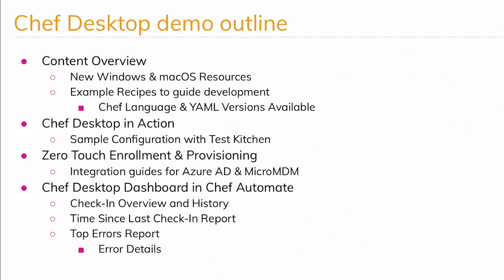To kick things off, we're going to have a look at some of the content that's been added for this release. Chef Desktop builds on Chef's existing infrastructure automation tools and provides a variety of new resources custom tailored for desktop and laptop management. This includes resources for managing encryption, password and screensaver settings, application and patch management, as well as a variety of user access controls.